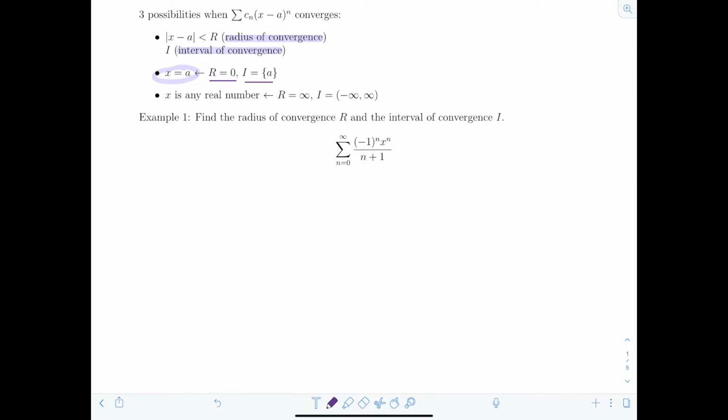First, we're going to find the radius of convergence and the interval of convergence for the following series. So we have the sum, n equals 0 to infinity, of (negative 1) to the n, times x to the n, over n plus 1. All right, so it looks like a good time to just use the ratio test.